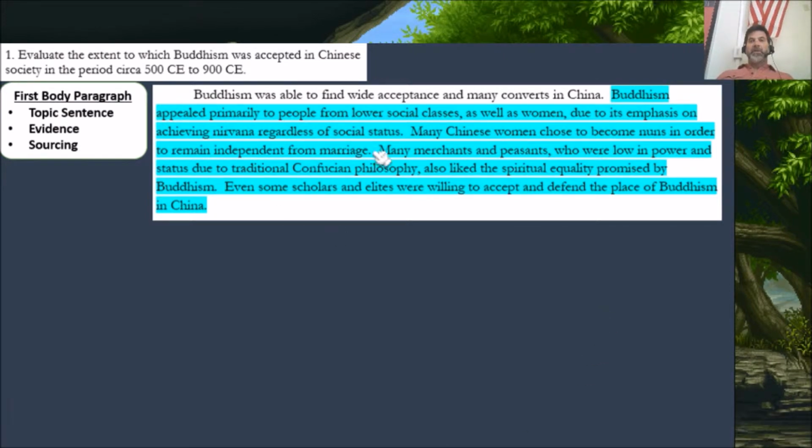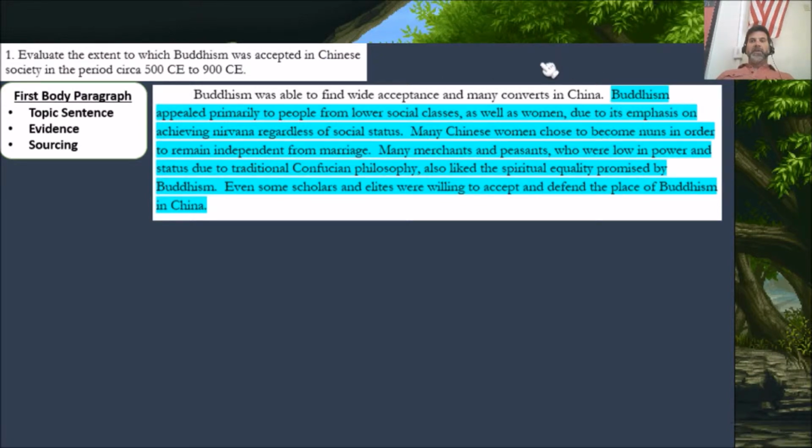So the color coding here: topic sentences aren't highlighted, but anytime I'm using evidence to support an argument, that's going to be blue. So the topic sentence, the argument we're dealing with first, is that Buddhism was able to find wide acceptance and many converts in China. Pretty straightforward. So now I begin though with some outside knowledge as evidence.